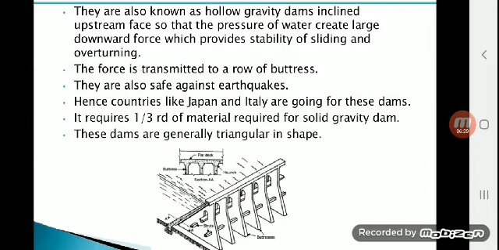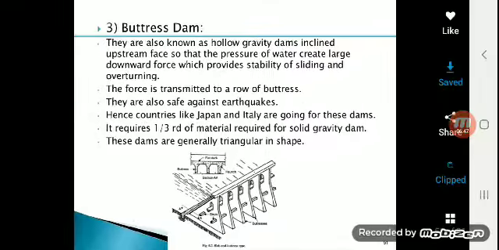Only one third of the material is required compared to the solid gravity dam. So there is a lot of cost cutting as well as material cutting for these types of dams. So they will be economical, and their initial cost will be low as compared to the solid gravity dam, and these are triangular in shape.